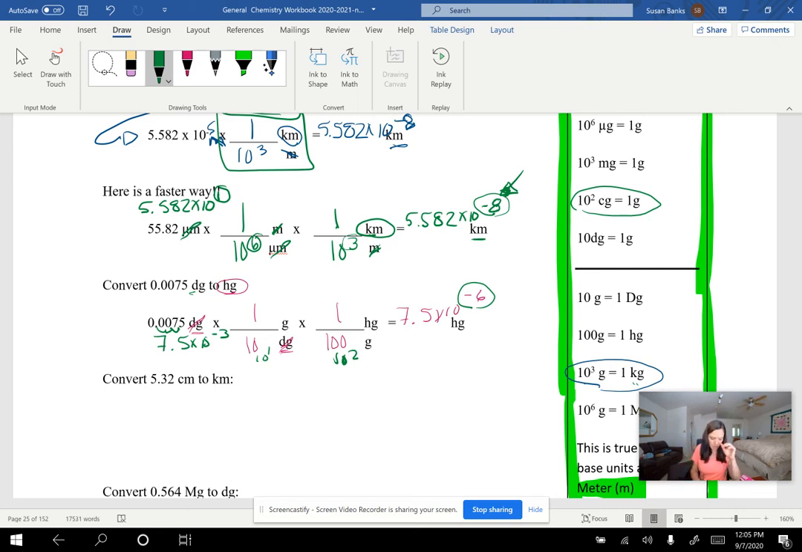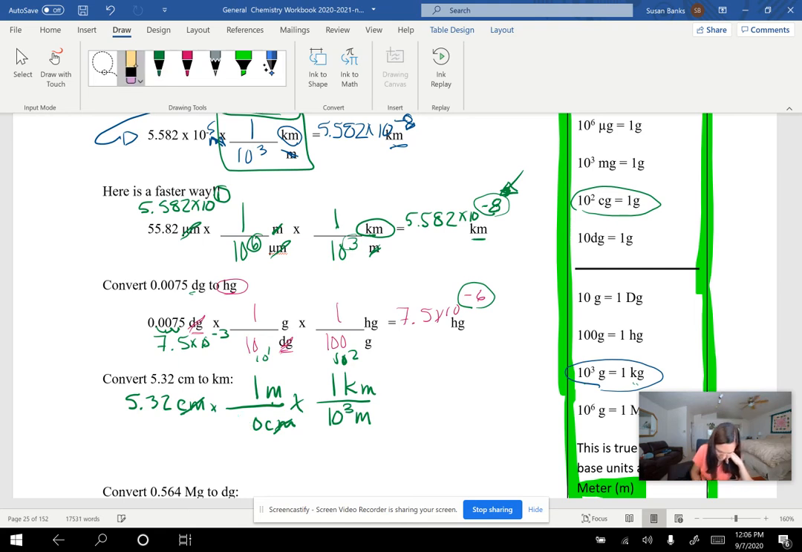I'm going to start with the number and the unit that I'm given. I'm given 5.32 centimeters. And I want my centimeters to cancel. So I want the centi right here on the bottom. So I have 100 centimeters will give me 1 meter. And that cancels out my unit of centimeters, and then I'm left with units of meters. I want my meters to cancel. So on the next step, I want my meters to be here on the bottom. My conversion is 1,000 or 10 to the 3 meters will give me 1 kilometer.